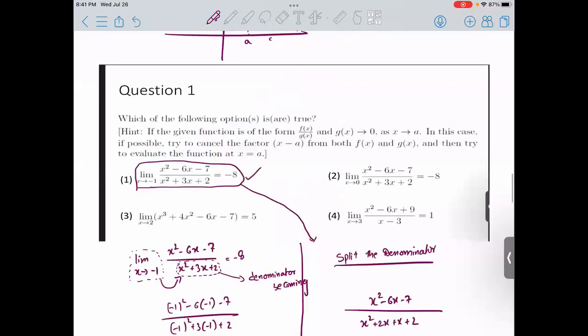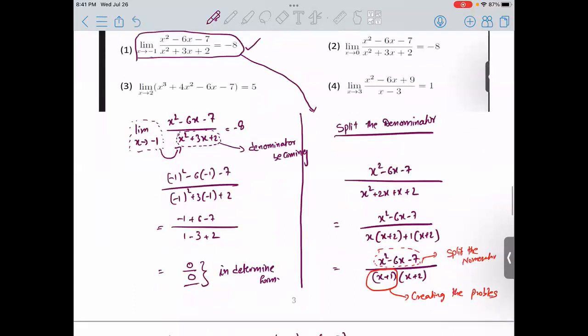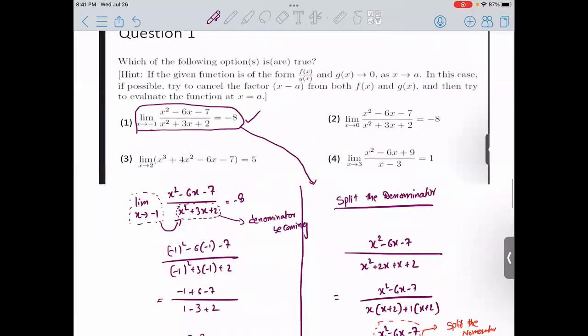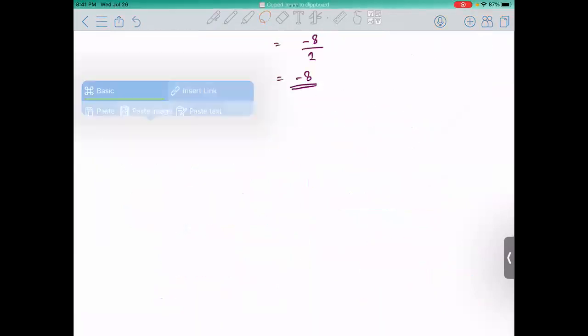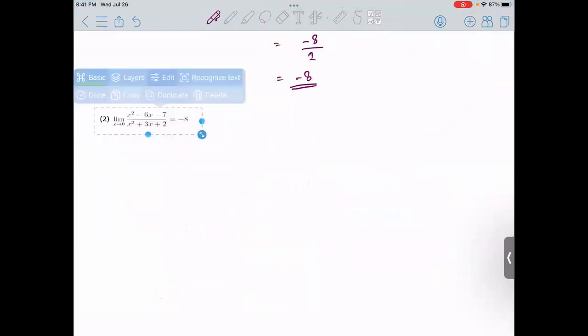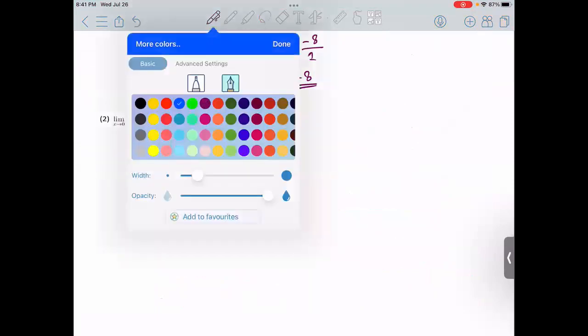So it is correct. Agree? Is everyone clear? Yes, sir, clear. Does anyone have a doubt? No, sir. Then we'll go to the second type. Okay, try to solve this second one.